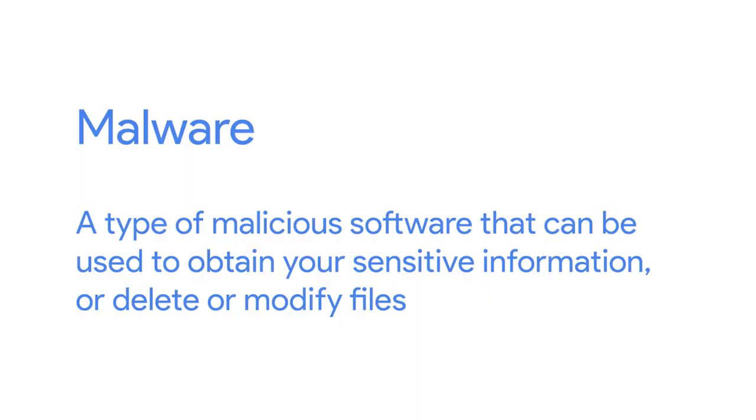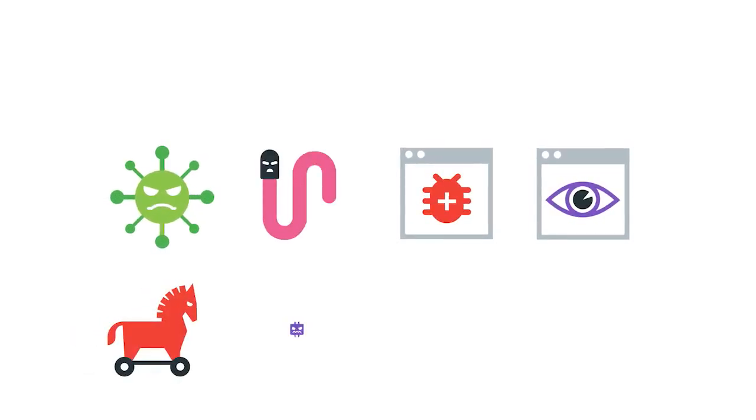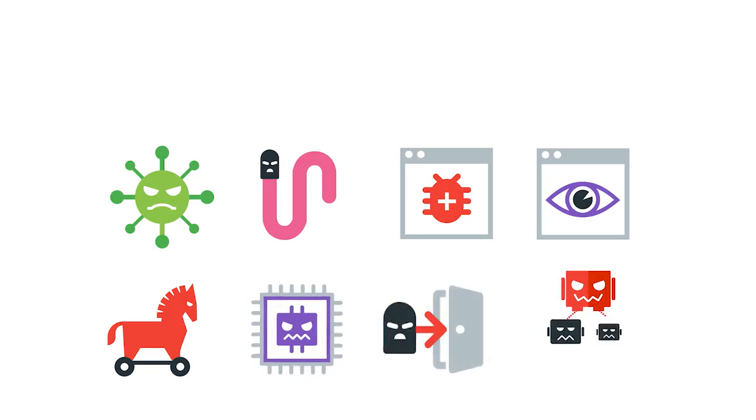Malware is a type of malicious software that can be used to obtain your sensitive information or delete or modify files. Basically, it can be used for any and all unwanted purposes. The most common types of malware you'll see are viruses, worms, adware, spyware, trojans, rootkits, backdoors, botnets. Oh my, I know, it's a long list. But we'll go into detail about each of these and even learn about some real-life cases.